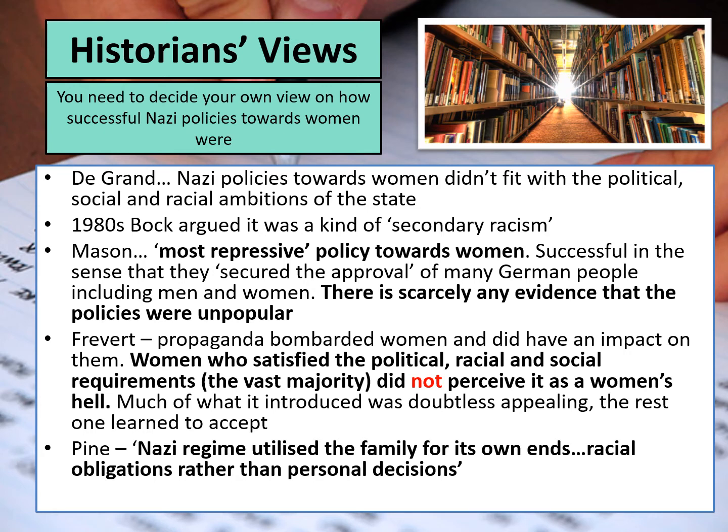Now, to help you with this, there are some historians' views that you could use to either agree or disagree with in your answer. You might decide that you want to, for instance, critique the person called Bock that we talked about in lessons, where we talked about how he argued it was a kind of secondary racism with their policies towards women. You might want to think about historians like Frevert, who talked about the fact that women who satisfied the political, racial and social requirements did not perceive it as a women's hell, and that actually a lot of their policies were quite appealing. So there's a lot of historians that argue that many women ended up supporting the Nazis and that their policies were pretty popular.